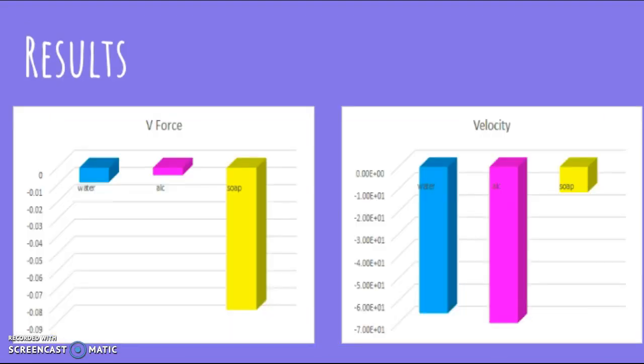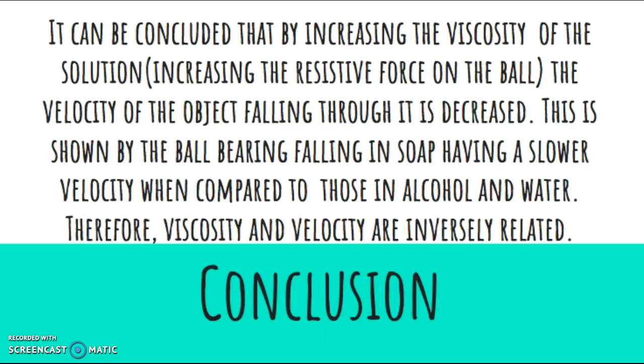Here are the bar charts that also represent this relationship. When there is a higher viscous force, there is a lower velocity. According to our data, it can be concluded that by increasing the viscosity of the solution, or increasing the resistive force on the ball, the velocity of the object falling through it is decreased. This is shown by the ball bearing falling in soap having a slower velocity when compared to those in alcohol and water. Therefore, viscosity and velocity are inversely related.